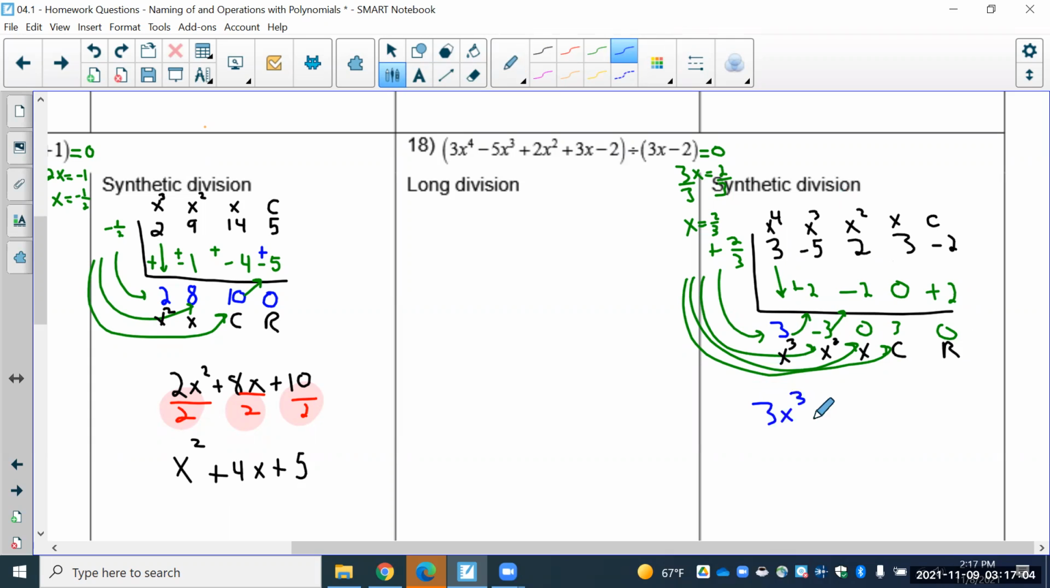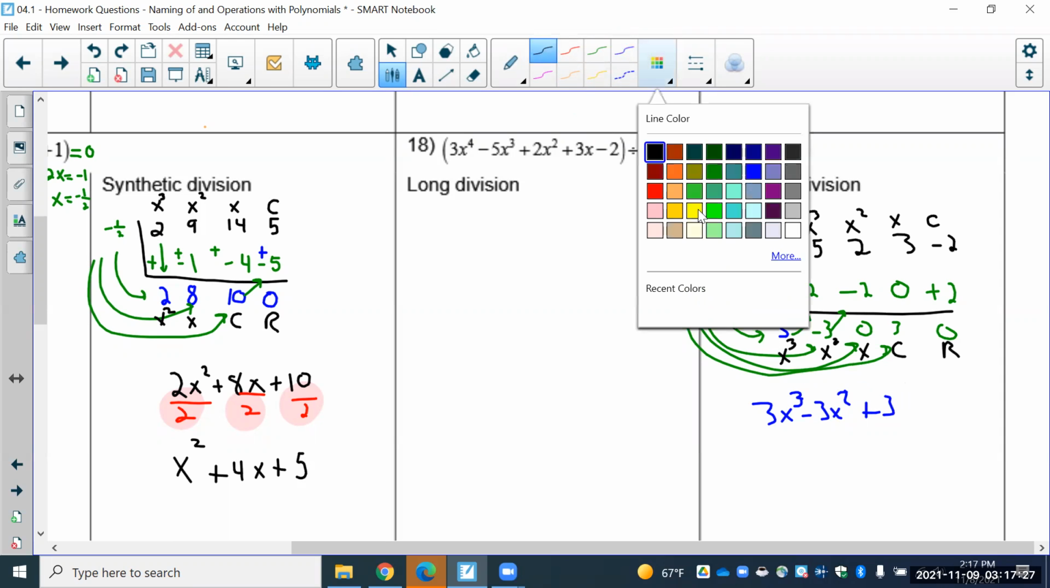You end up getting 3x cubed plus negative, oops, sorry, let me make that -3x squared. You're just doing these coefficients. So -3x squared is this one, and then no x, and then +3, and that appears to be your answer. But you see that coefficient? Division doesn't have coefficients. So the actual answer, it's important to remember this.